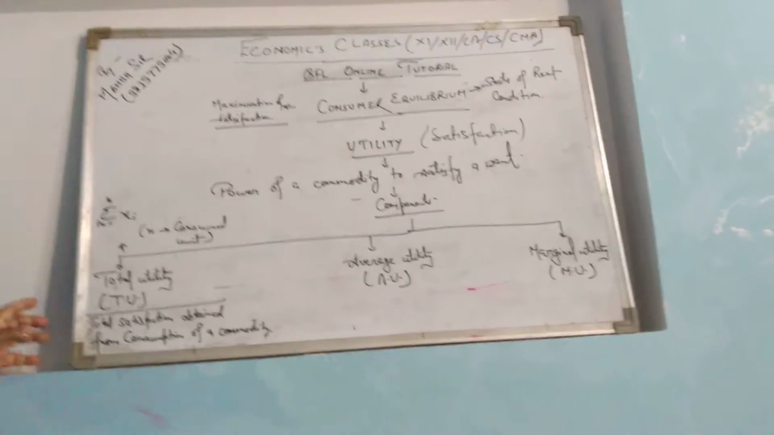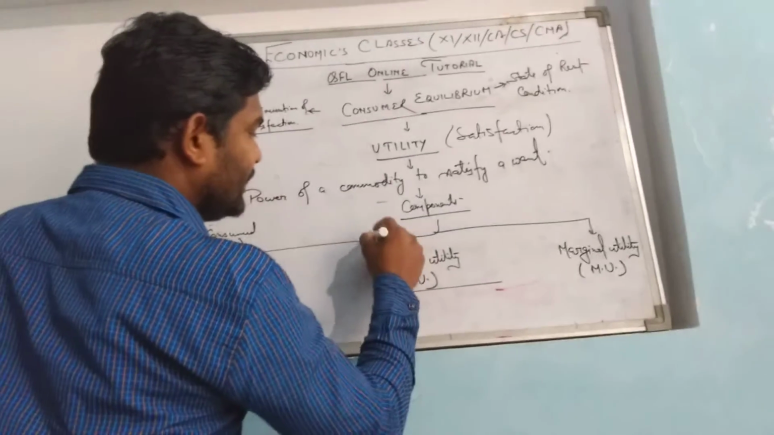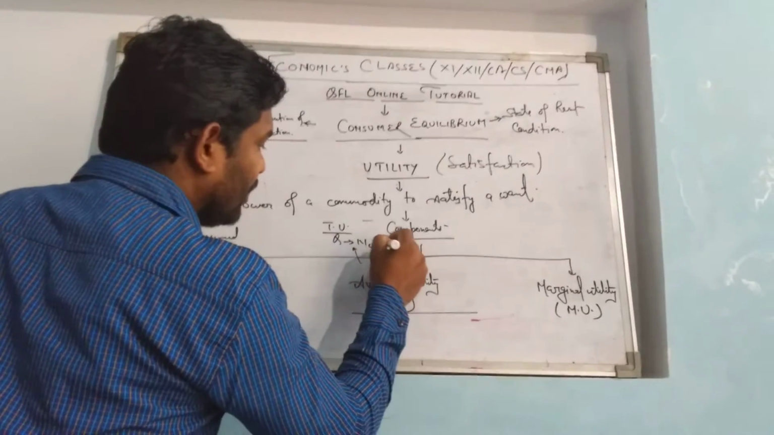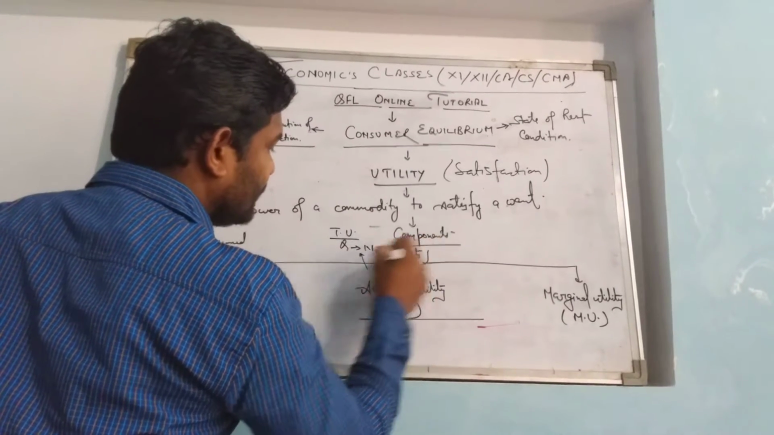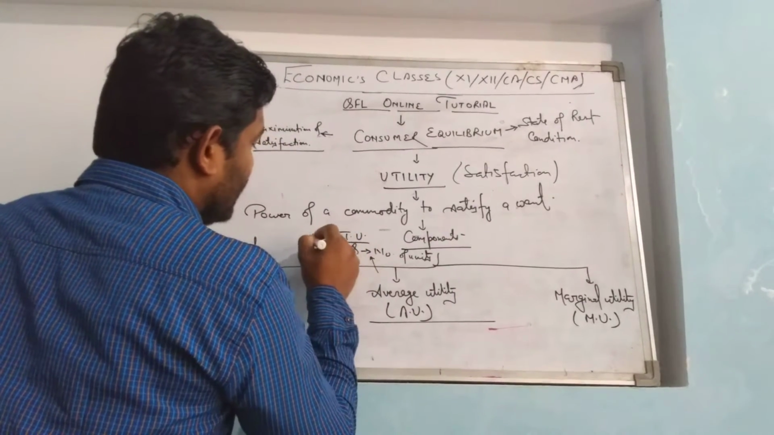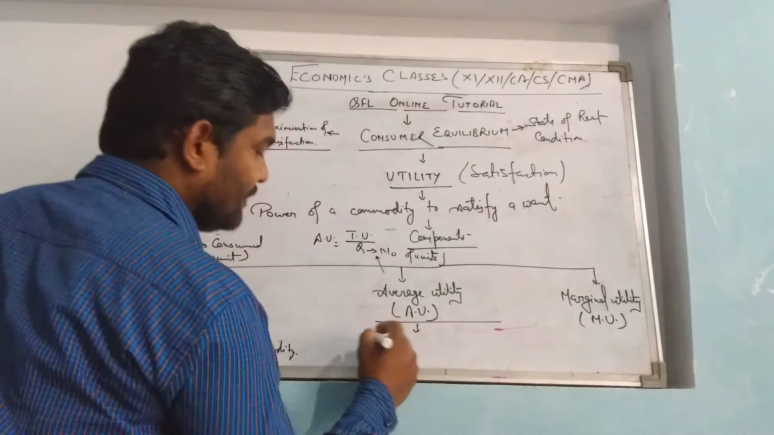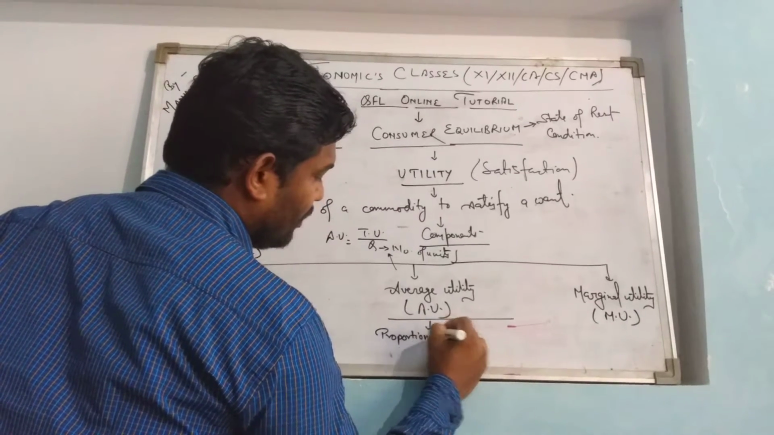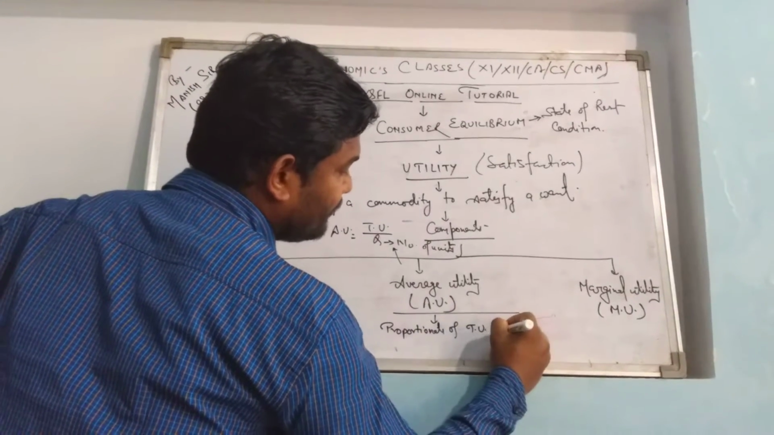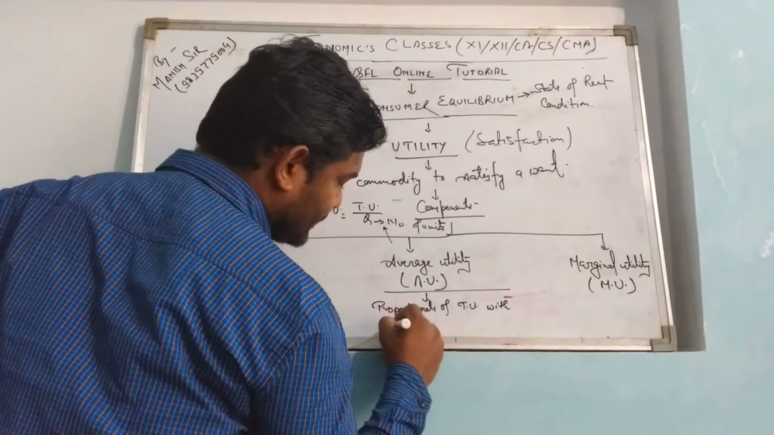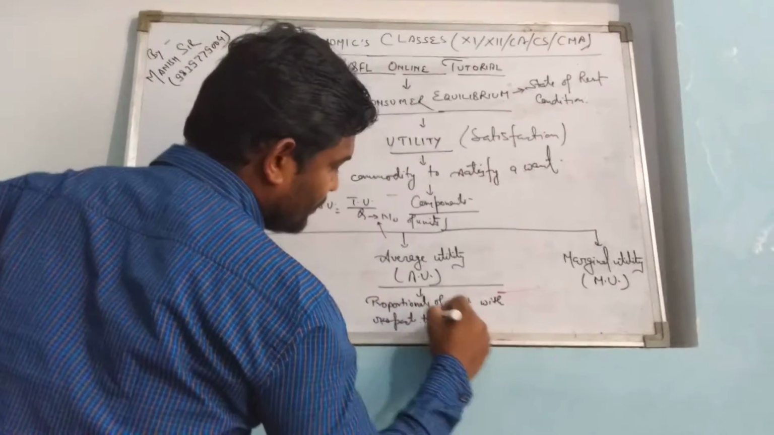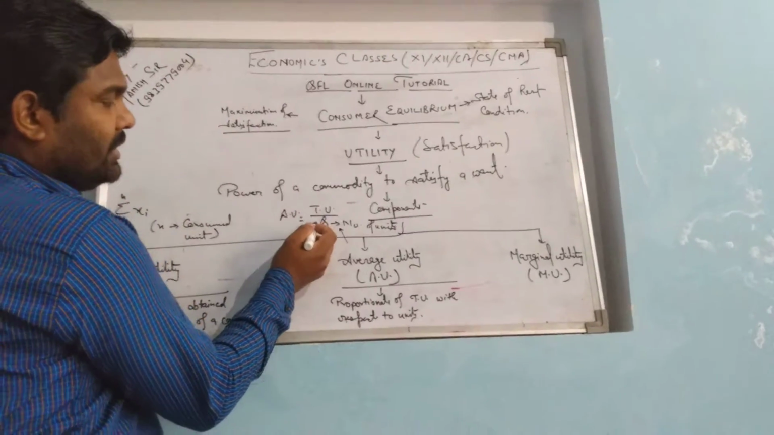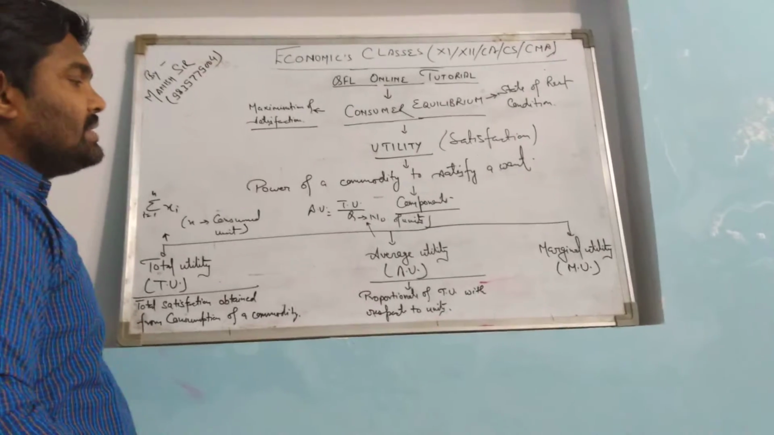Now, coming to average utility, we can say that average utility equals total utility upon Q. What is Q? Q equals number of units. This is called average utility. We may derive it as the proportion of total utility with respect to units. This is average utility, the proportion of total utility with respect to its units.